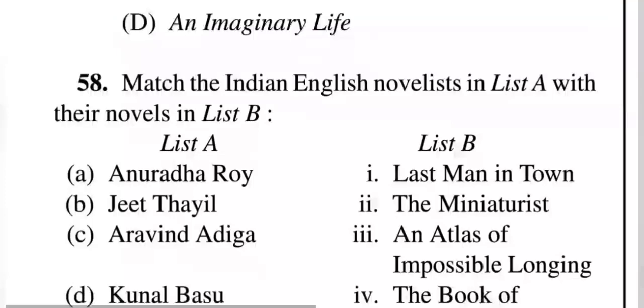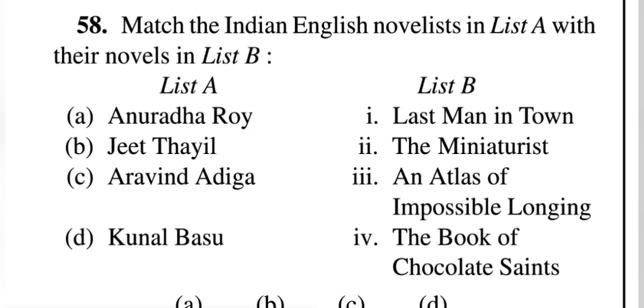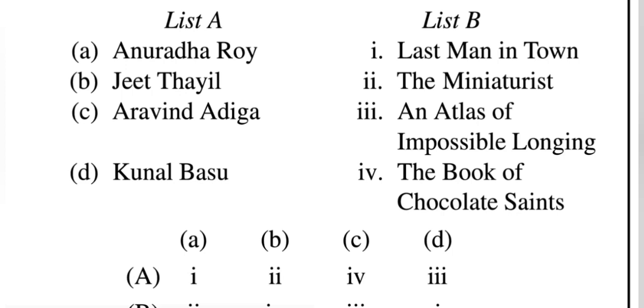Number 58, it says, match the Indian English novelist in list A with their novels in list B. In list A, we have Anuradha Roy, Jeet Thayil, Aravind Adiga. Aravind Adiga, I hope you have heard his name. He is known for works like The White Tiger. The White Tiger is also adapted into a Hollywood movie. Okay, and on Netflix that is available. If you haven't watched it, then watch it. It's an awesome movie based on this novel, written by Aravind Adiga.